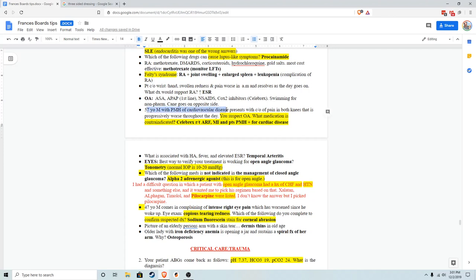Fifty-seven-year-old patient with a history of cardiovascular disease complains of pain in both knees that's progressively worse. So you're thinking osteoarthritis, right? What medication is contraindicated? Basically, it's the COX-2 inhibitor, so Celebrex.